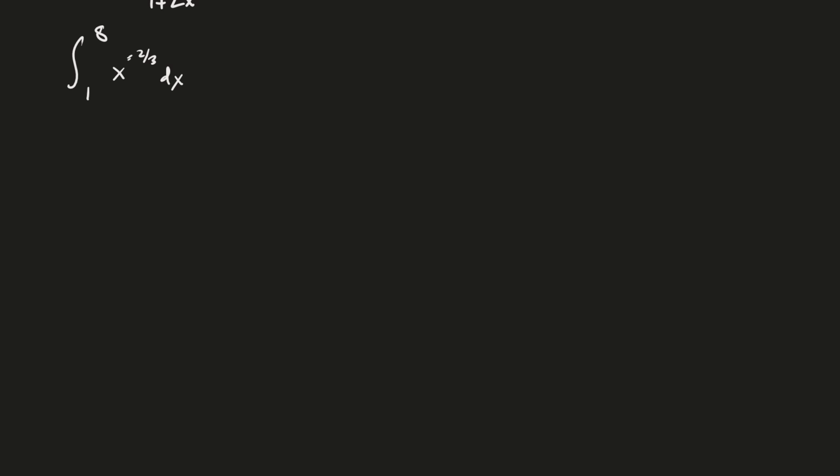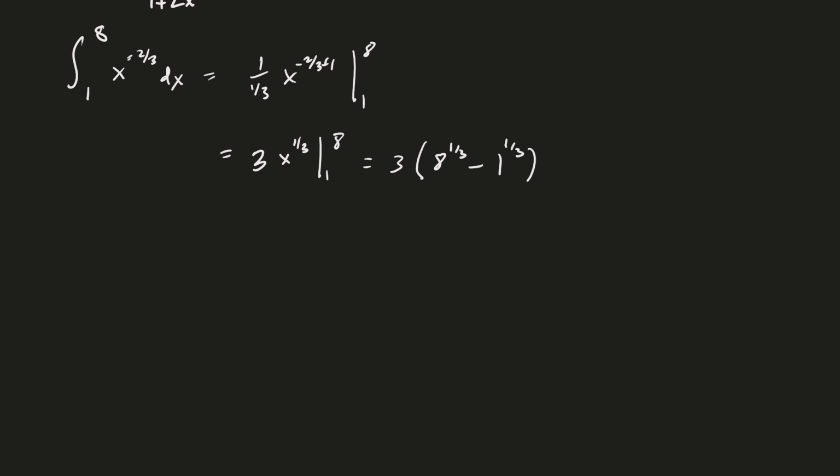So first we have to find the antiderivative. And so the antiderivative in this case, let's see, minus 2/3 plus 1 would give me plus 1/3, and then this would be 1 over 1/3, right? Then we're going to evaluate from 1 to 8. So just to simplify that would be 3 times x to the 1/3 power, right? From 1 to 8. The 3 you can just bring out. And so that's the cube root of 8 minus the cube root of 1.